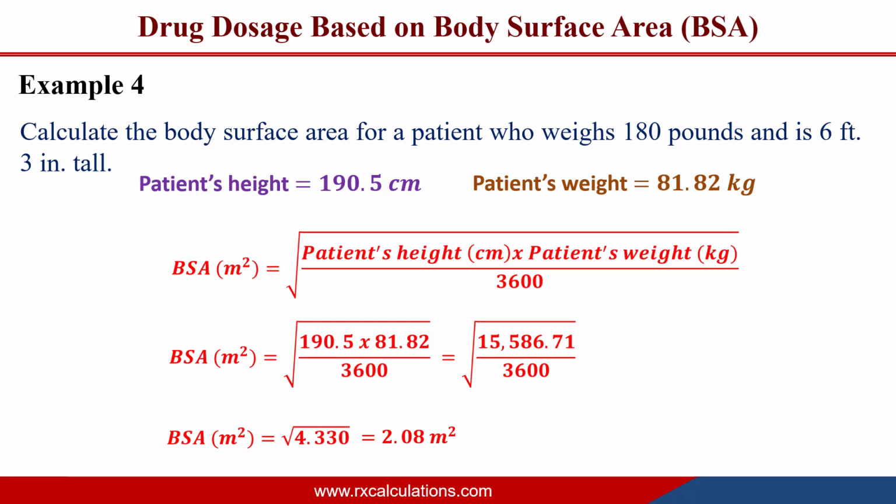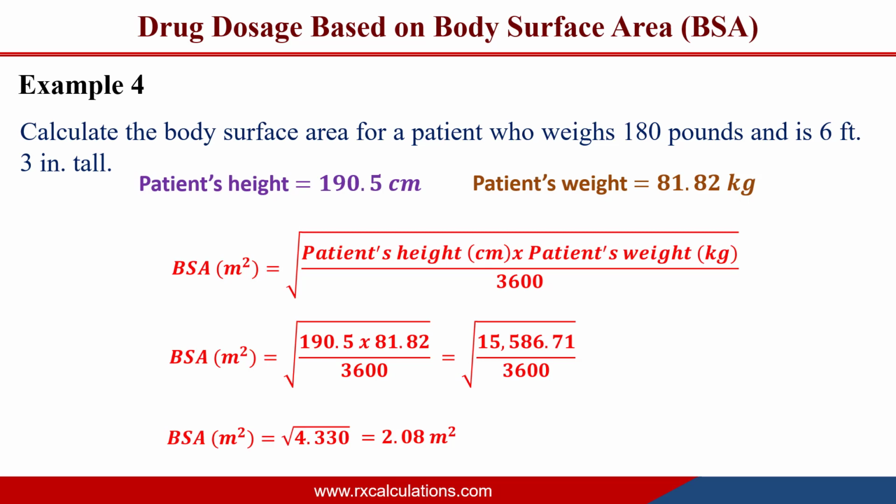So we notice that the BSA is 2.08 meters squared regardless of the version of the Mosteller equation used. However, if we compare the number of steps it took to get to the answer, we will notice that it took us about 5 steps when we used the version that had patient's height in inches and weight in pounds, compared to about 7 steps where the patient's height was in centimeters and the patient's weight was in kilograms.